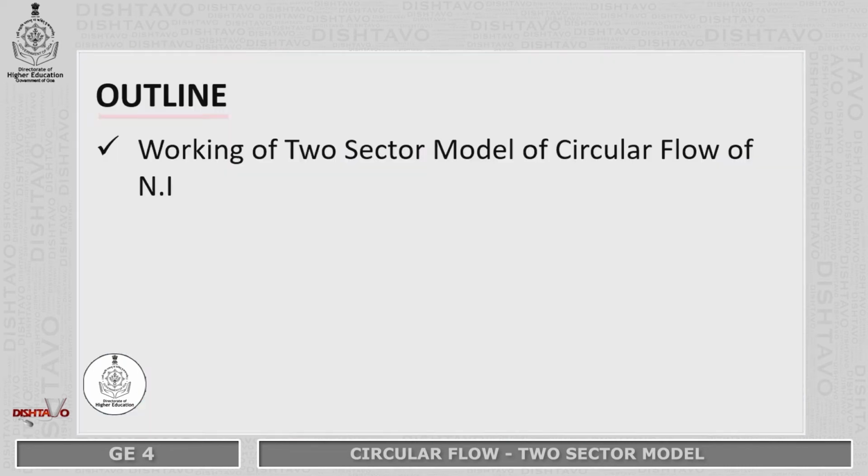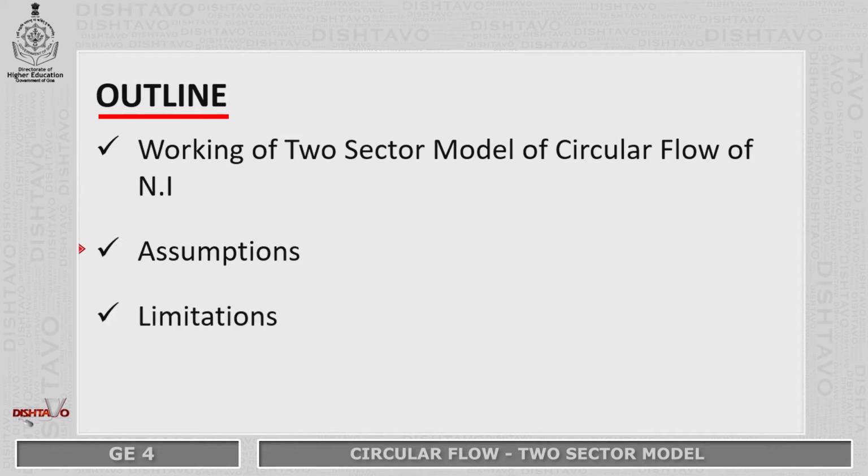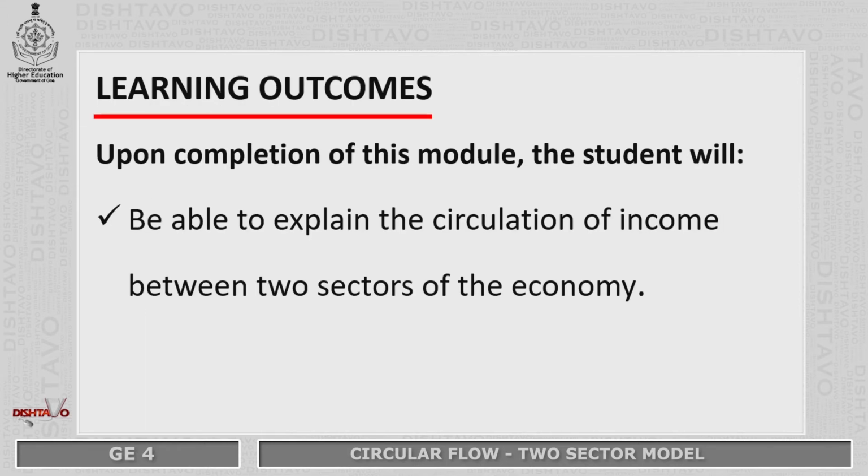In today's module on macroeconomics, we will study the two-sector circular flow of national income. We will be describing how income circulates between two sectors, throwing light on the assumptions of this model and also looking at its limitations. At the end of this module, you as a student would be able to understand the circulation of income between the sectors of the economy and why this circulation is important.